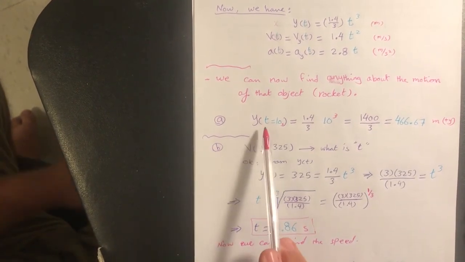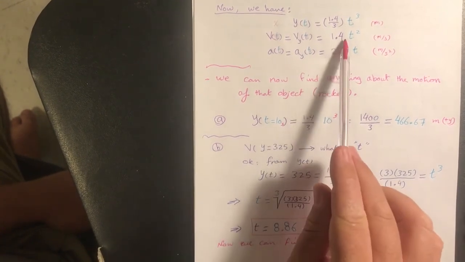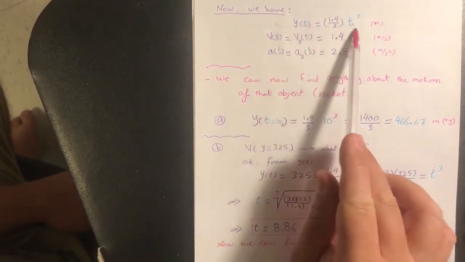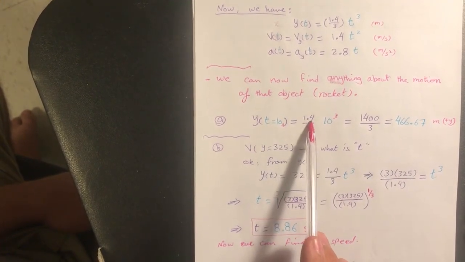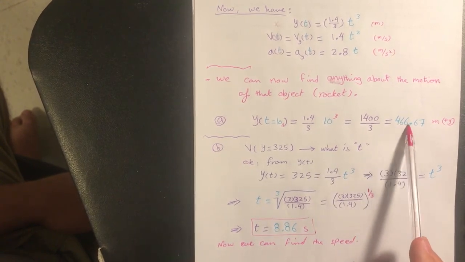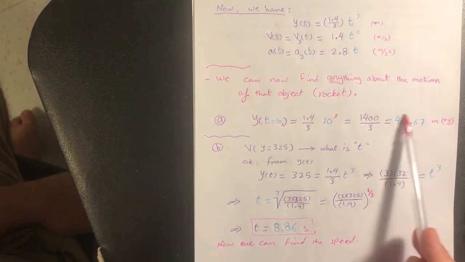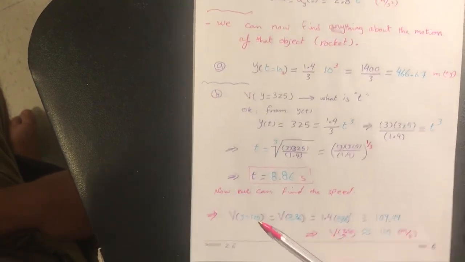Okay, so what is the altitude at t equal to 10? We just need to put 10 in the position function. It will be 1000 multiplied by 1.4, which is 1400 over 3. It will be 466.67 approximately meters in upward direction.